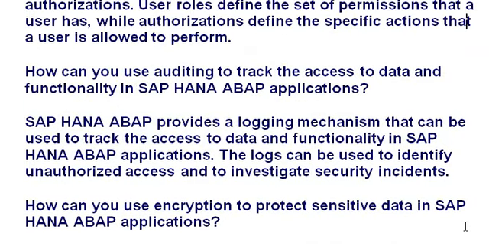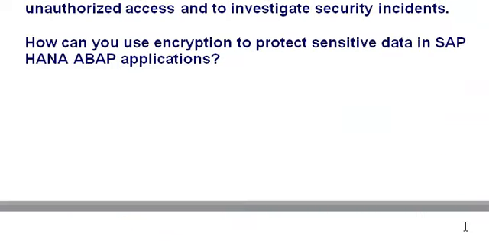Now, how can you use auditing to track the access to data and functionality in the SAP HANA ABAP applications? HANA ABAP applications provide a logging mechanism that can be used to track the access to data and functionality in SAP HANA ABAP applications. The logs can be used to identify unauthorized access and to investigate security incidents.